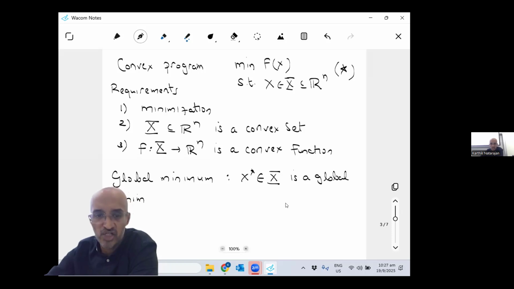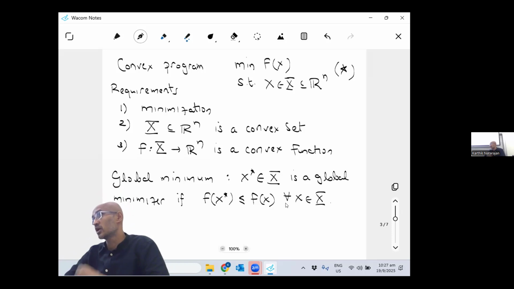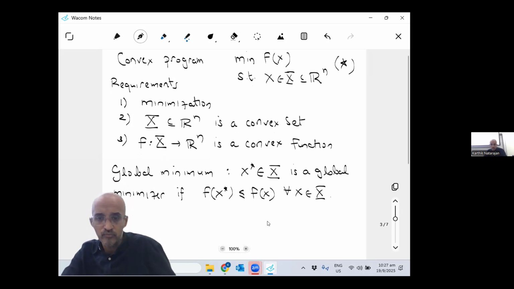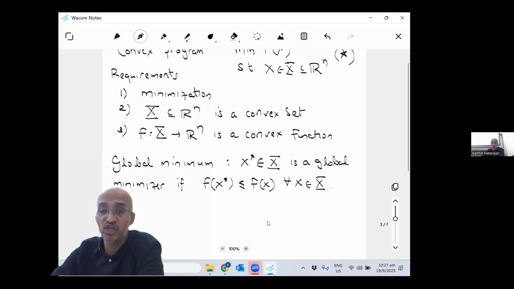The global minimizer of the objective function. What is the definition? If f of x star is less than or equal to f of x for every x in X. It's a minimization problem. Okay, that's the definition of a global optimum. What's the definition of a local minimum?